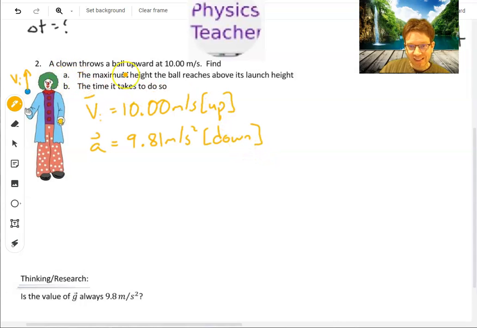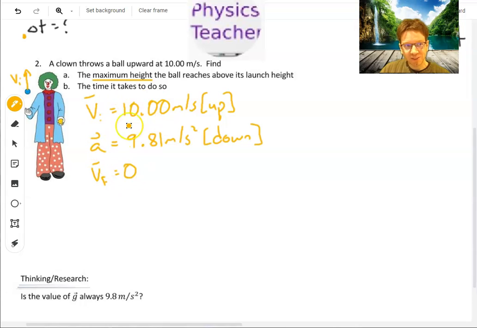Now part A says, find the maximum height the ball reaches above its launch height. So there's more information right there where it says maximum height. It's going to go up, and when it gets to its highest point, right before it changes direction and starts coming down, we know its velocity at that point is 0.